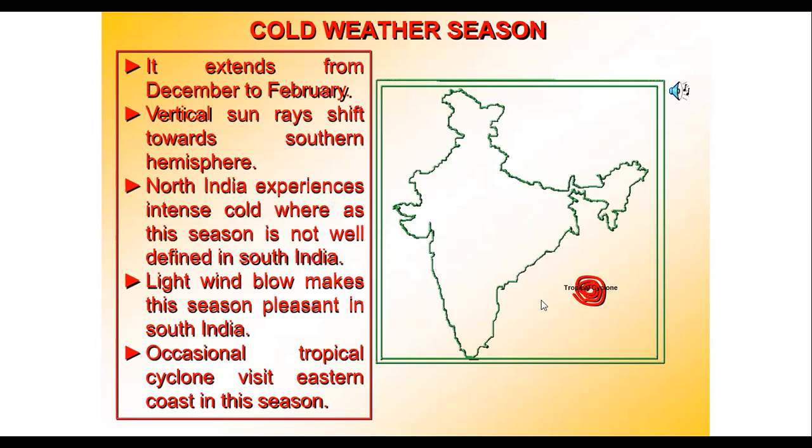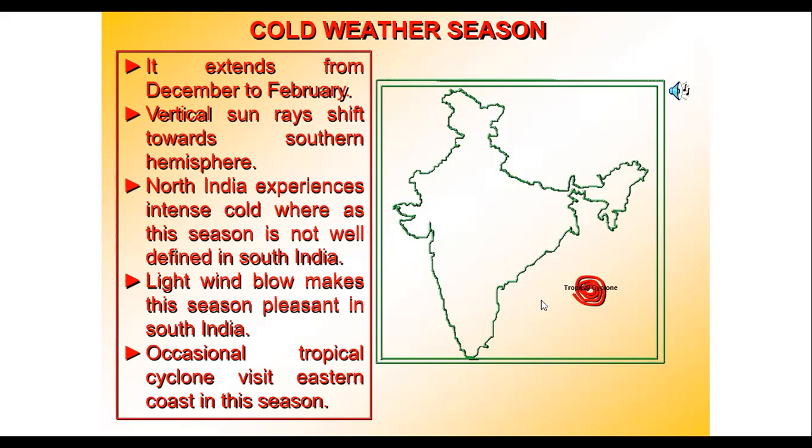The cold weather season, or winter, is what we are experiencing presently. It begins from mid-November in northern India and it stays till February. December and January are the coldest months in the northern parts of India. The temperature decreases from south to north.